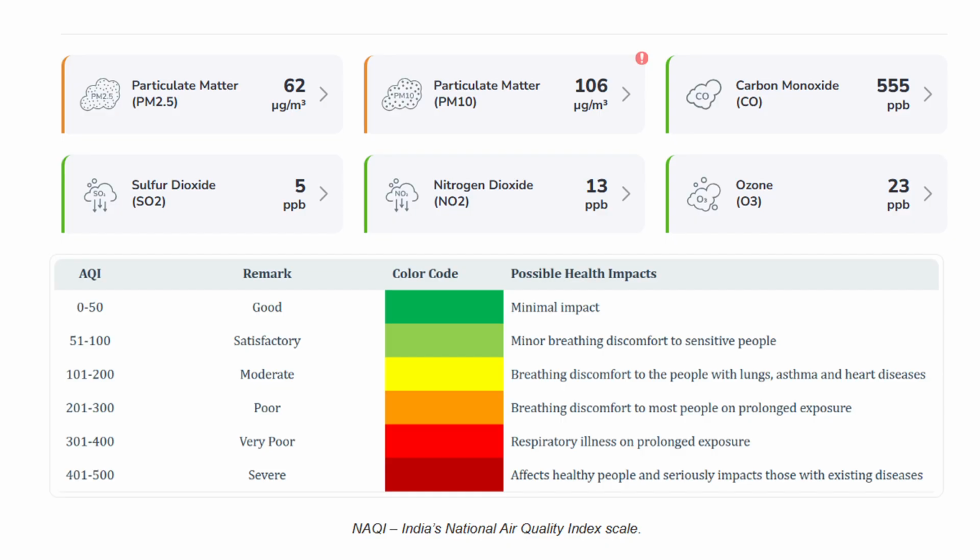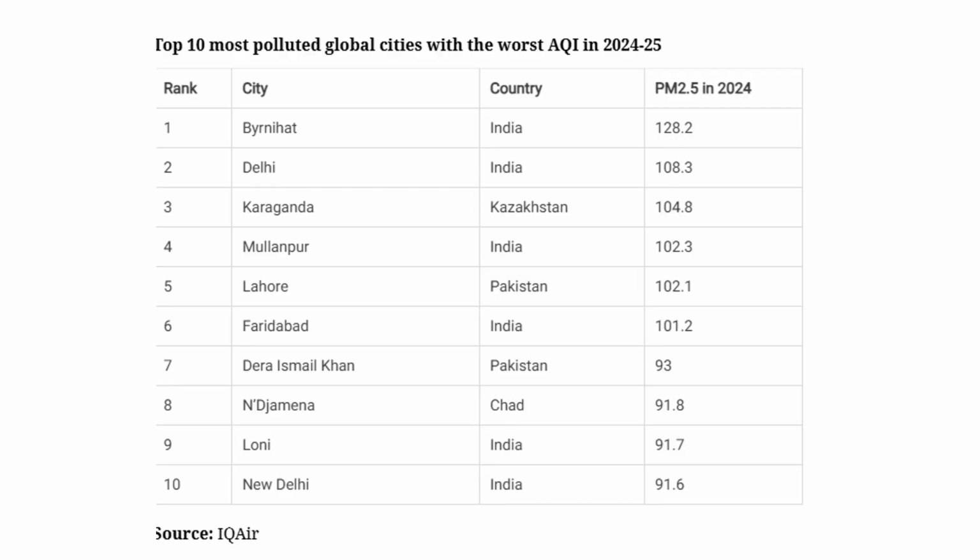When ranking them with different color codes, 0 to 50 is considered good, with minimal impact on public health. When it rises to the range of 401 to 500, the air quality index is severe, and it affects healthy people and seriously impacts those with existing diseases, as per the National Air Quality Index scale. Next, the top 10 most polluted global cities with the worst AQI in 2024-25. Out of 10 cities of the world, 6 are Indian cities.